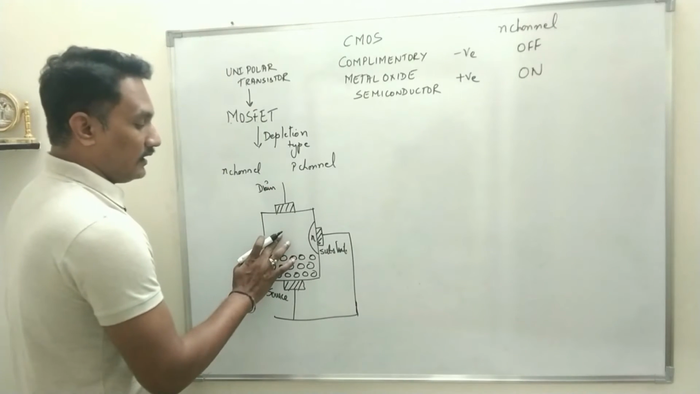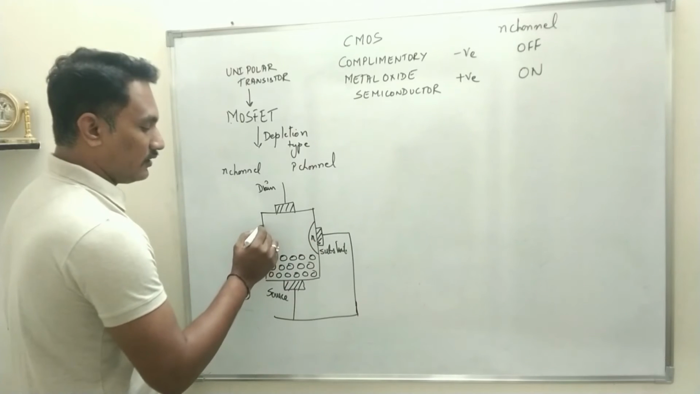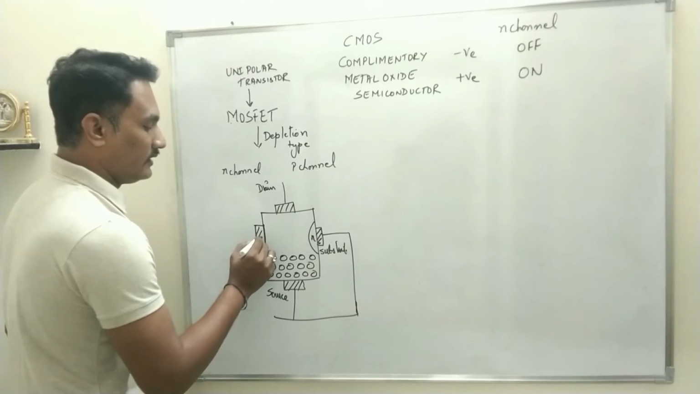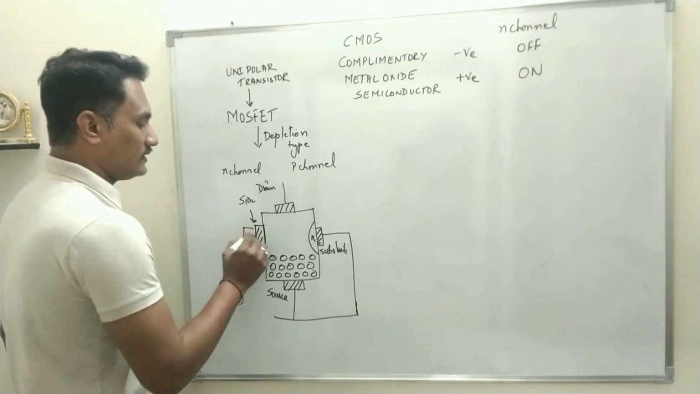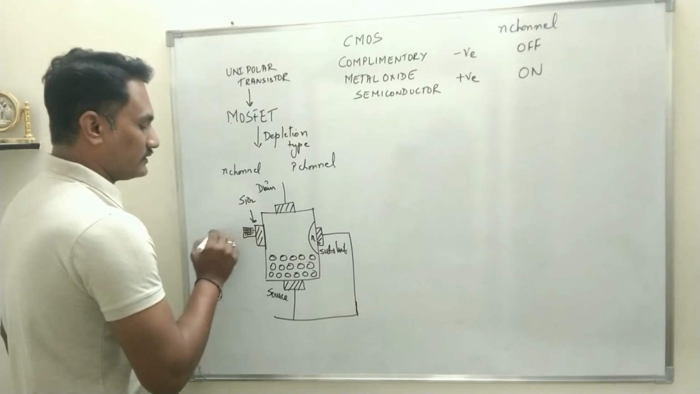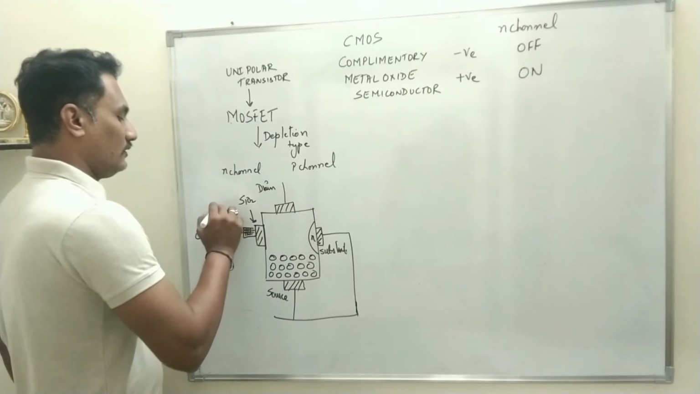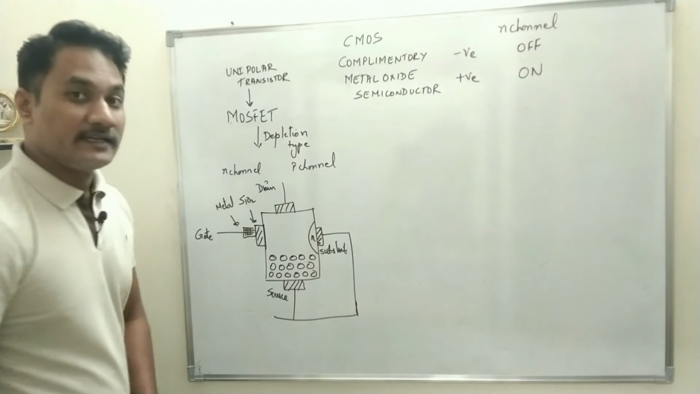On the opposite side of the substrate, over the semiconductor layer, we form an oxide layer. The oxide will be SiO2, over which there will be a metal deposition, and a terminal will be taken out called the gate. So this metal oxide semiconductor forms a capacitor.